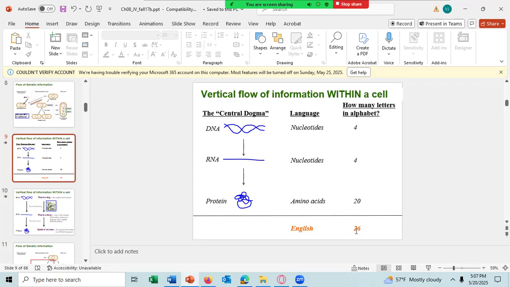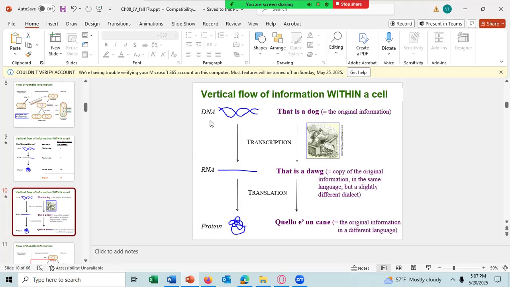Any question about any of that? So if the information in the DNA is "that is a dog," that's the original information in the DNA. In RNA, it would be similar, but it would be a different dialect. That is a dog. And then in the protein, the amino acids, the information would be something like "quello è un cane." Totally different language. Any question about any of that?